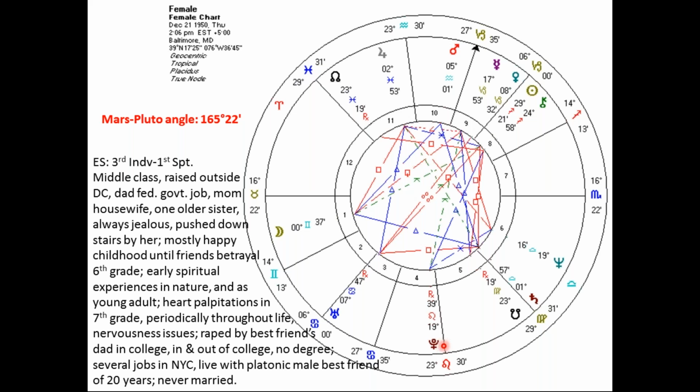She was blessed to live in nature, although she spent most of her life and career in New York City. When she was in seventh grade, she first had heart palpitations, what was called a nervous breakdown. Throughout her life, she's periodically had nervous system issues. South Node Virgo here, everyone. And she went to college several times, never finishing.